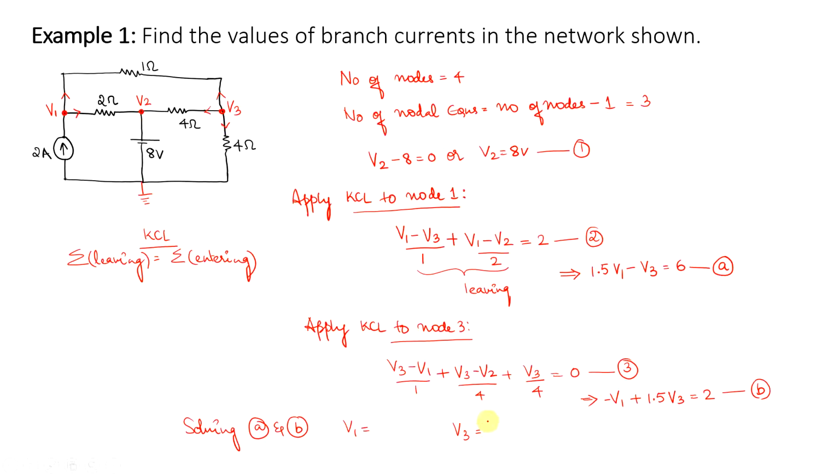Use your calculators and solve. Quickly tell me the value of V1 and V3. V1 is 8.8, V3 is 7.2, and V2 is 8 volt that we had determined earlier. So the question was not to determine the nodal voltages but to determine the branch currents. So we need to compute what the branch currents are. For the branch currents you need to compute the current that flows across the 2 ohms resistance, across the 1 ohm resistance, and across the two 4 ohms resistances. So let us do that individually.